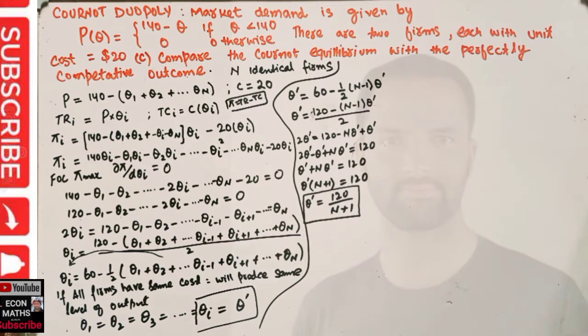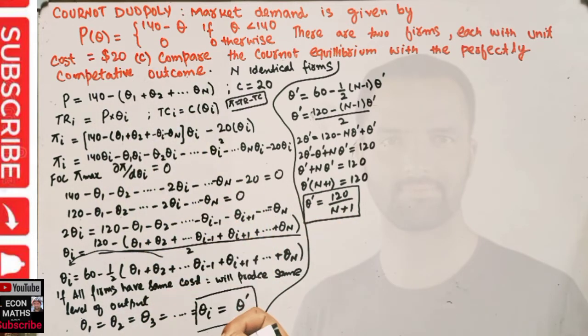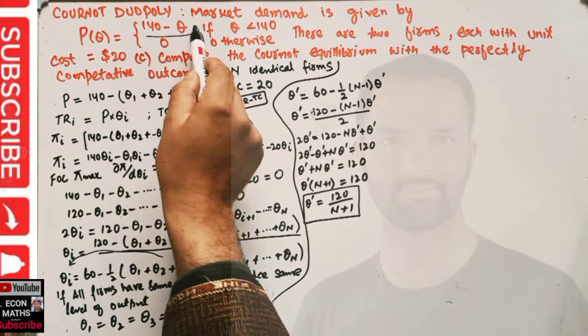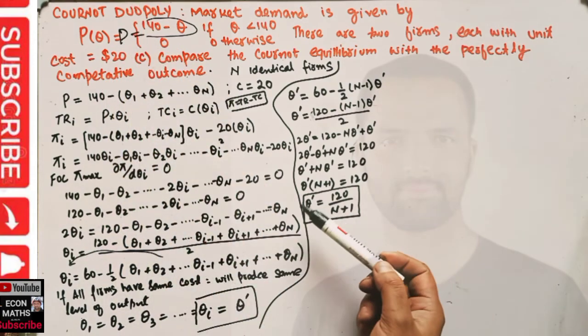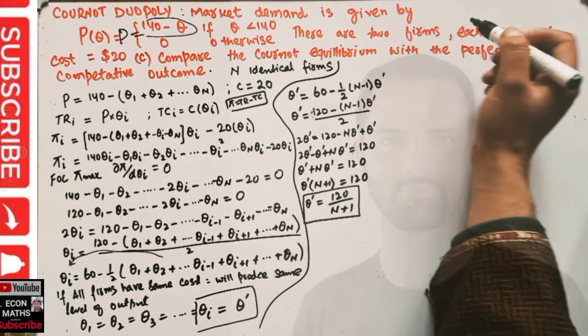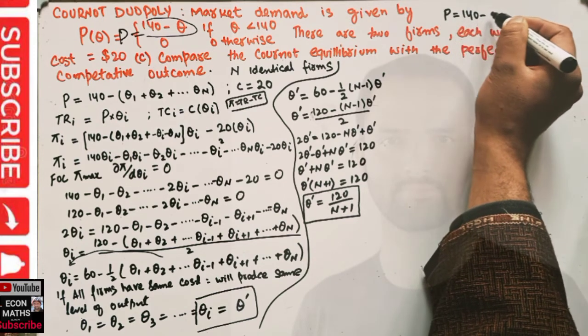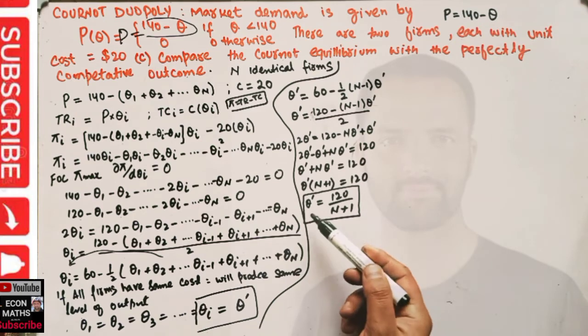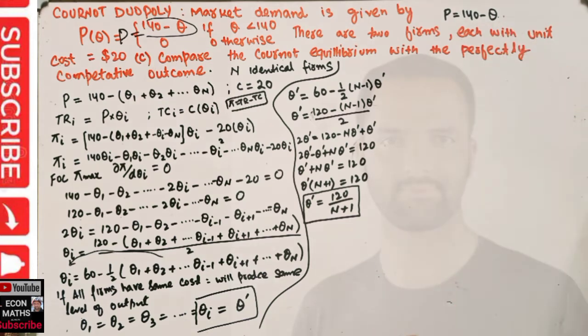Okay, now we can substitute in place of q, where we have this demand function. The original demand function is this. This is p is equal to this very thing. Let me write it here. So p is equal to 140 minus q. This is the total output. Now in place of this q, this is the total output of all the firms.